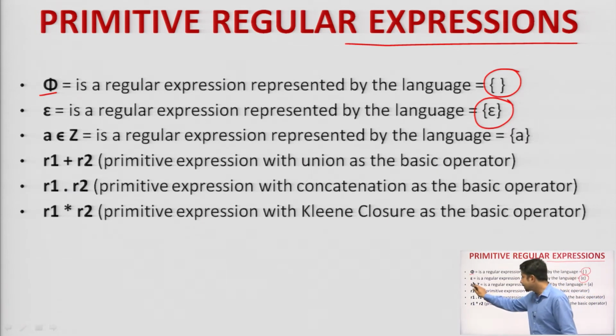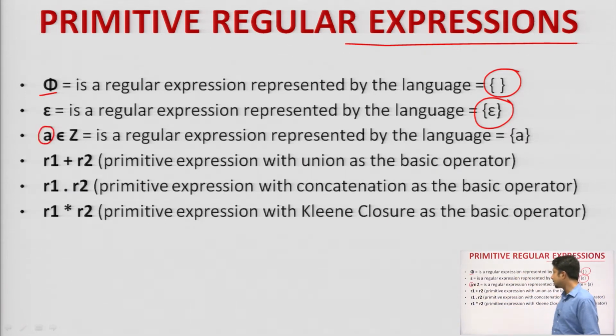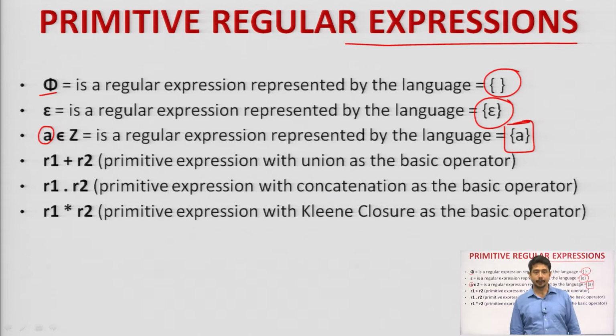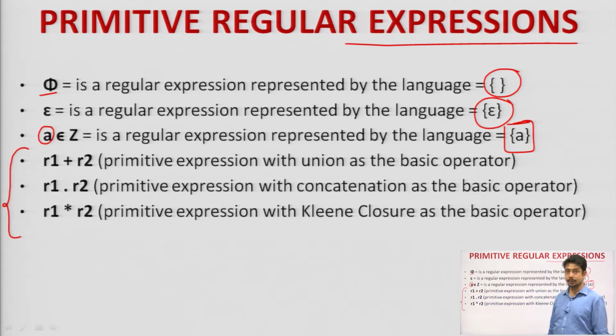Next comes a single a, which belongs to a set of integers. It is also a regular expression that comprises the language singleton element a. Okay. Next come three basic operations or three basic expressions: one is union, one is concatenation, one is Kleene closure, correct. So these are the basic primitive regular expressions involved in the case of this plus, dot and asterisk.